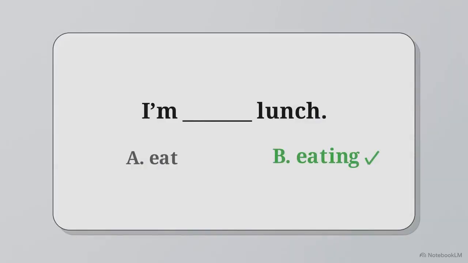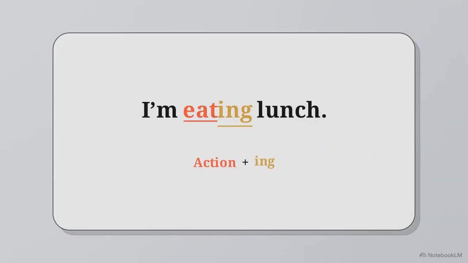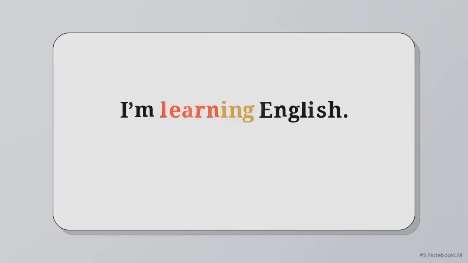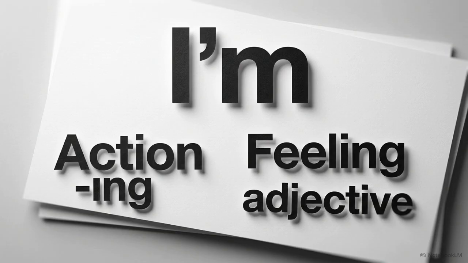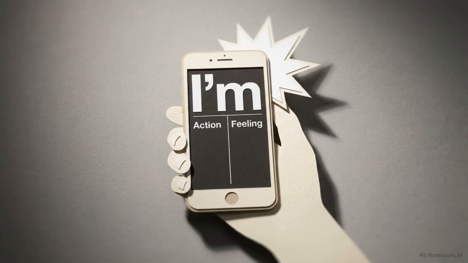The correct answer is B. Since it's an action, we need eating. Just like the sentence, I'm learning English. Here is your master rule sheet. I'm means I am. Use ing for actions, and use an adjective for feelings or descriptions. You might want to take a screenshot of this to help you remember.